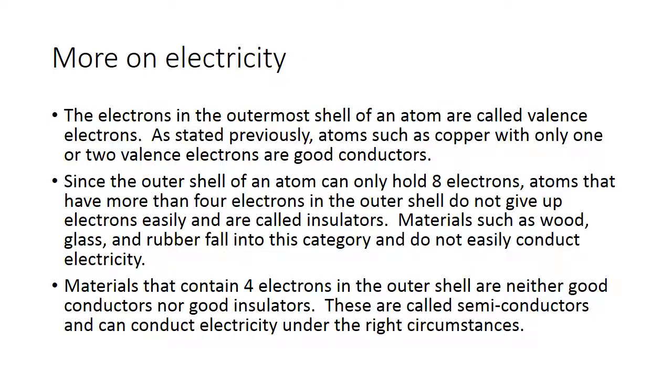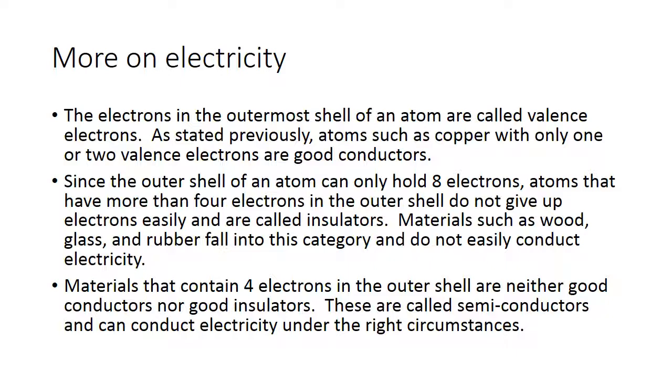As I said, the electrons that make up the outermost shell of an atom are called valence electrons. And as I also said earlier, you can only have a maximum number of 8 electrons in this outer shell. So if you have an atom that only has 1 or 2 electrons in this outer shell, these can easily be dislodged from the atom, and these materials are referred to as conductors. And as I said, copper and gold fall into this category, and they actually make really good conductors of electricity.